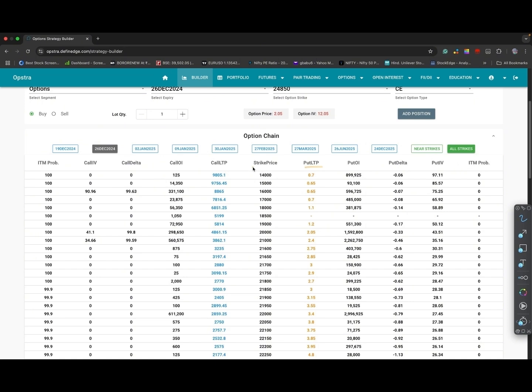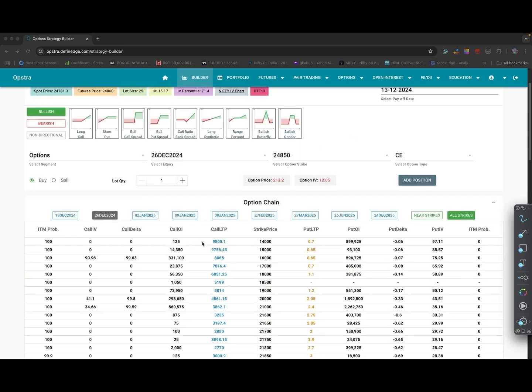Once you select the strike price, on the left side there will be a call lot trading price where we have to buy, and if you want to sell you have to select the put lot trading price and we have to buy. If I am thinking the price will move up, I have to buy the call lot trading price. If I am bearish, thinking that the market will go down, I have to buy the put lot trading price. In both cases, I have to buy the script.